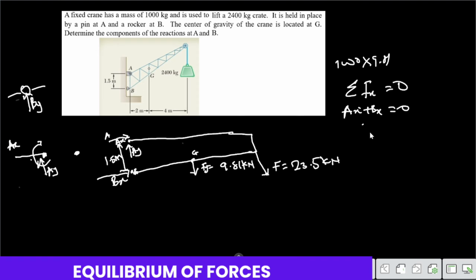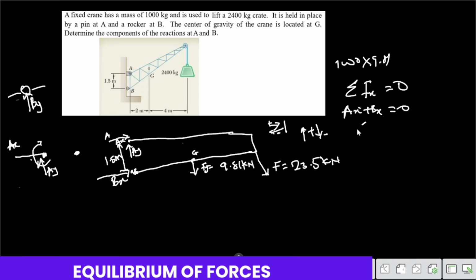Now, there's something we should also look at. We can say that anytime our force is moving this way, it is positive. But when it is moving in the opposite manner, it's negative. The upward force, we are going to say that if it is moving upward, it's positive. But if it is moving downwards, then it is going to be negative.